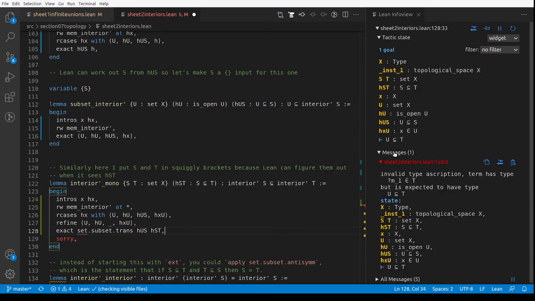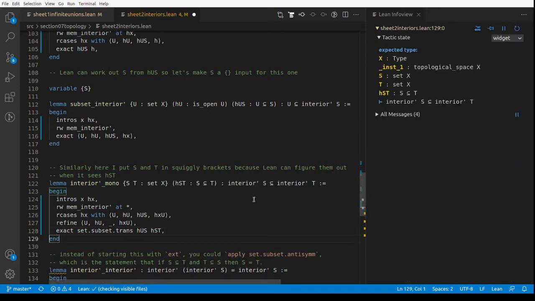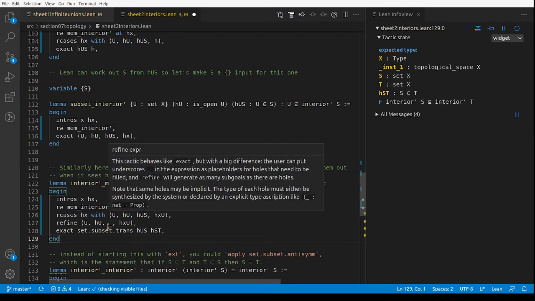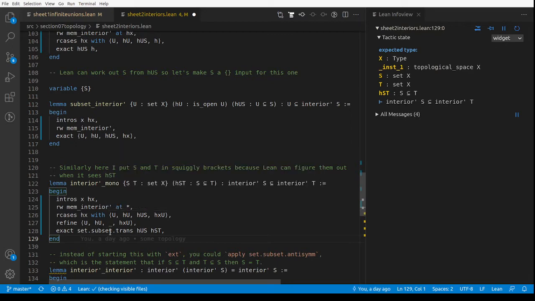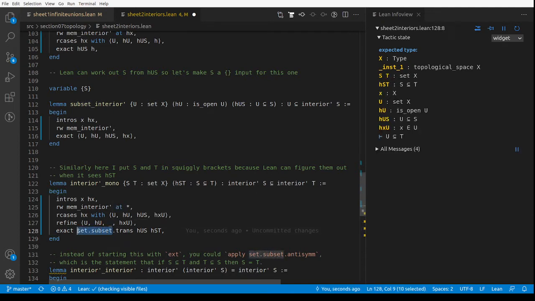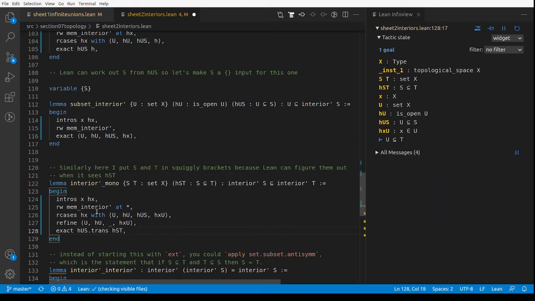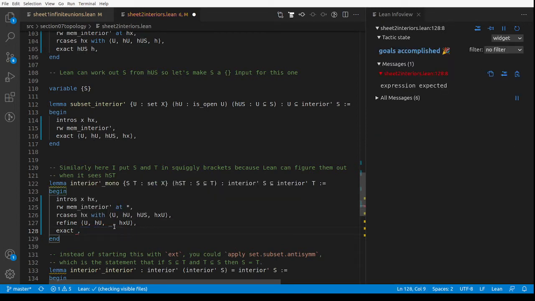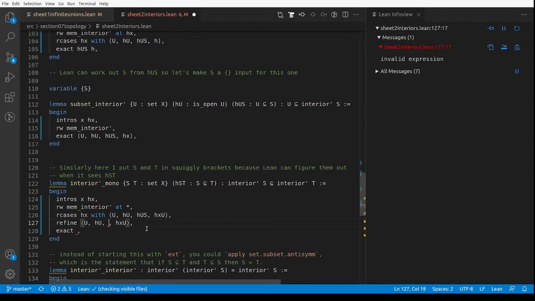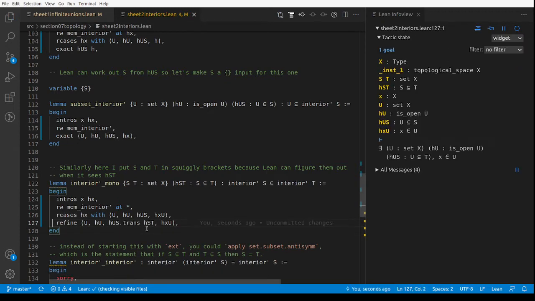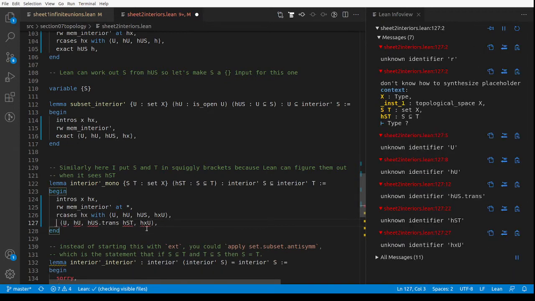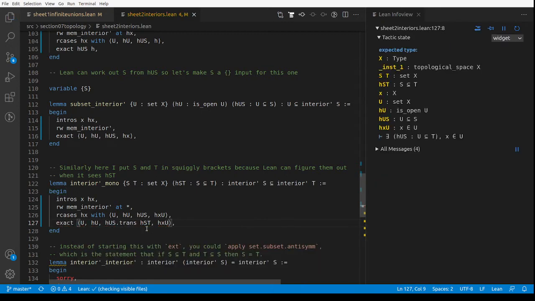Now that's worked, but in fact we could just put that in there, right? And we could use dot notation. HUS has got type set.subset, so we could put HUS.trans HST there. And furthermore, we could just take that term, for it is a term, and dump it there. There we go, and then change that to exact. There we go, another 4-line proof.